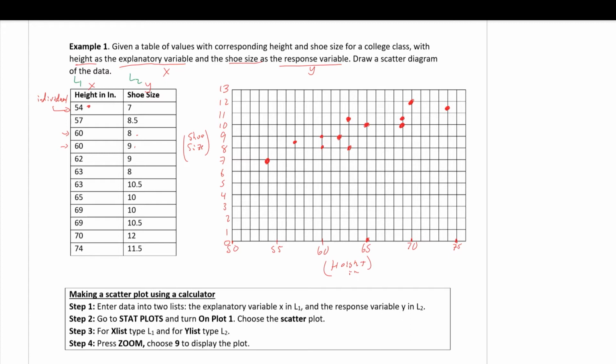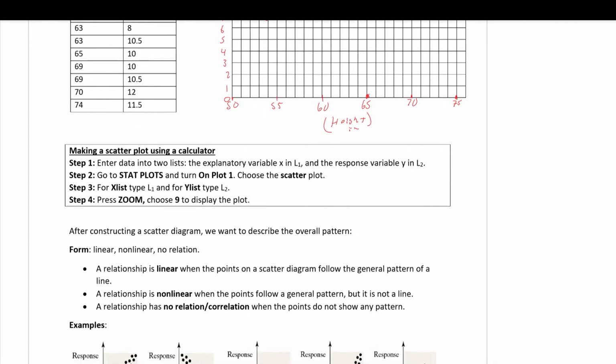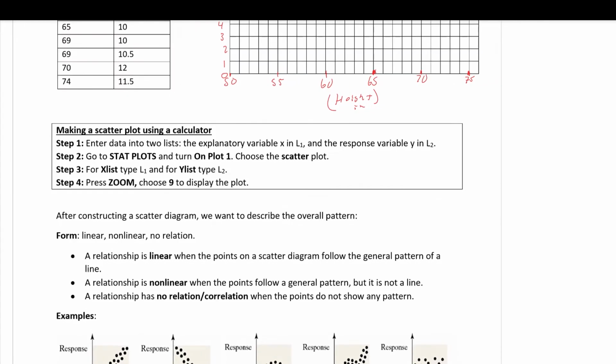So we're going to go through a few different ways to describe the overall pattern. After constructing a scatter diagram, we want to describe the overall pattern. And there's essentially three major aspects that we want to describe. The first one is going to be the form. The second, once we know the form, we want to know what direction. And then the third would be the strength. We'll explain what those three mean in detail right now.